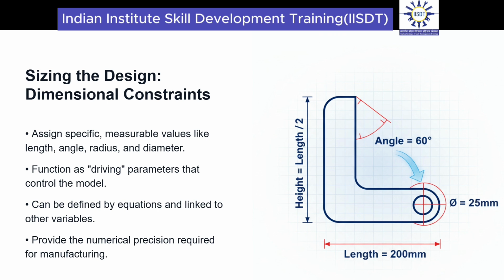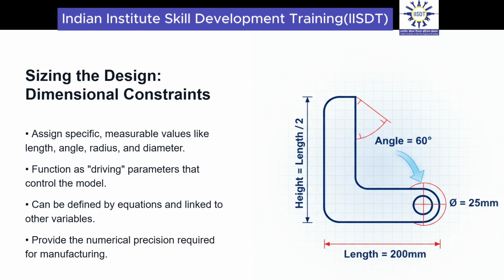These constraints move us from abstract relationships to concrete measurable values. This is where we define the exact length of a line, the precise angle between two planes, or the specific radius of a curve. These are the numbers that matter for manufacturing and function. A key concept here is the idea of driving versus driven parameters. A driving dimension is one that you explicitly define and which controls the geometry. If you set a width to 100 mm, that is a driving dimension. The model must obey. A driven dimension, on the other hand, is purely for reference. It is a measurement that results from other constraints and cannot be edited directly.